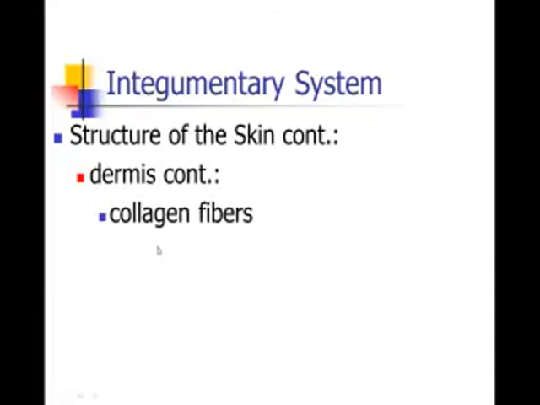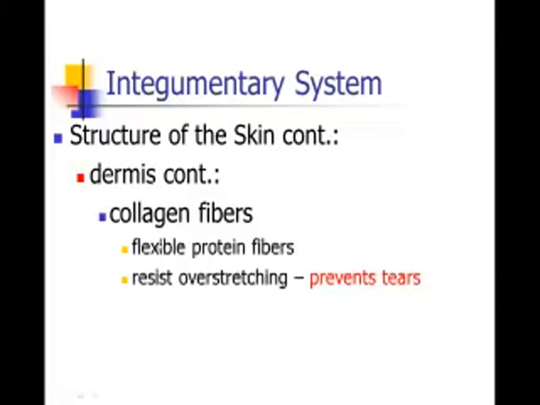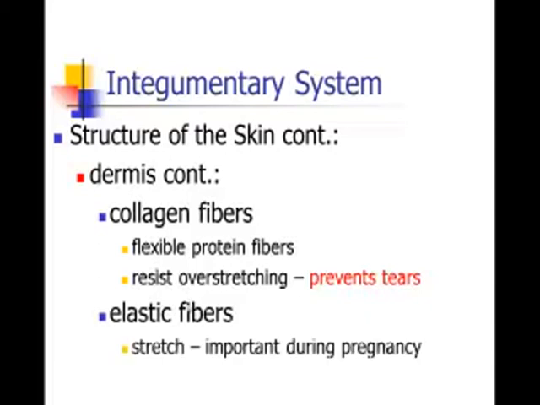Okay. There are collagen fibers. We talked about collagen in the past as a protein fiber that's strong and flexible. The flexibility is important. They help prevent tears in the skin, and overstretching is resisted by these fibers. There are also elastic fibers, and as the name implies, these are able to stretch. This is especially important during pregnancy, usually in women, because the skin in the abdomen can become quite stretched, and if there were no elasticity, there would be permanent damage done to the skin. It also helps maintain tension of the skin over the underlying tissues.